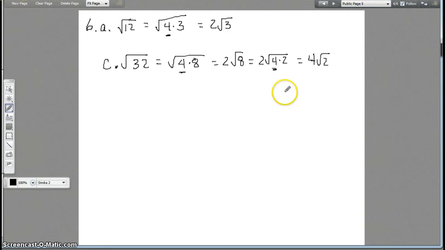If you happen to keep your list of handy square numbers next to you, you might notice instead that 32 also has 16 as a factor. So you can take 32 and write it as 16 times 2. Okay, the square root of 16 is 4, and then we just have a 2 left behind. You can see it's a much shorter problem if we use the bigger square number.